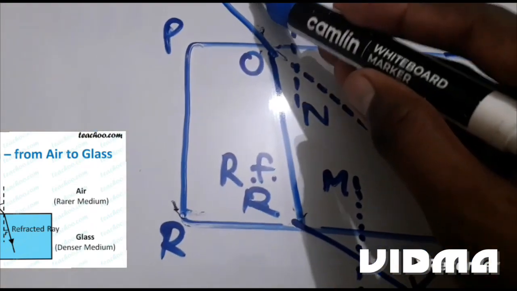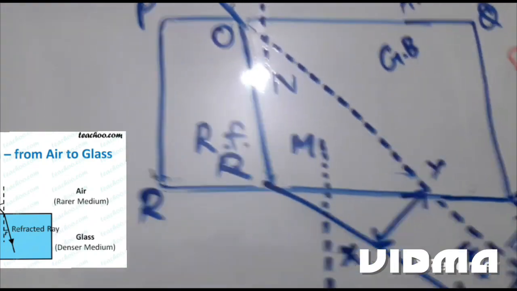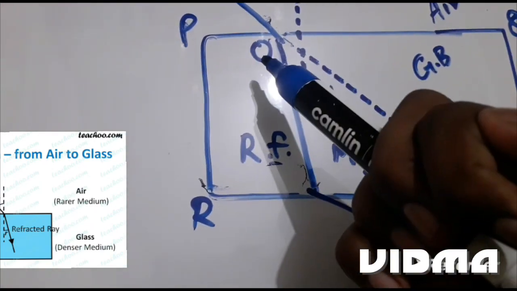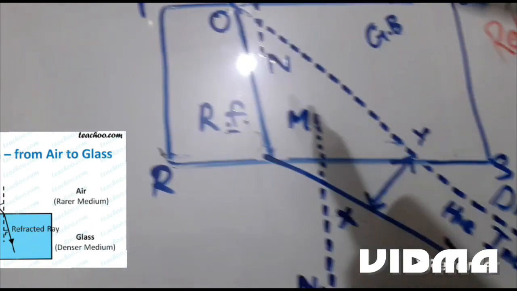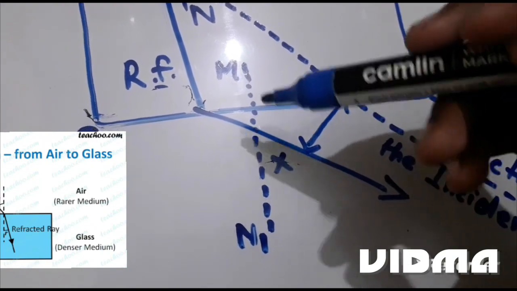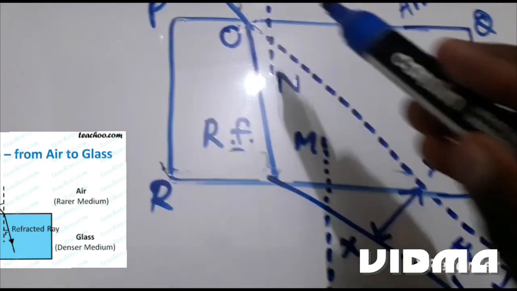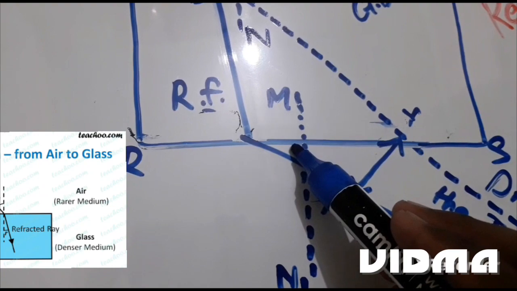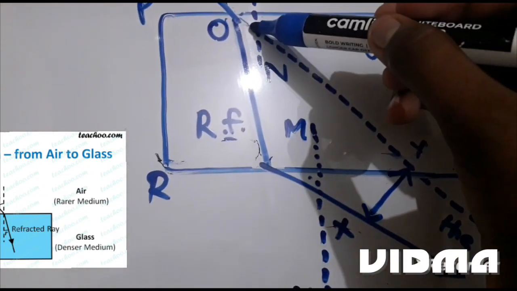IR is the incident ray and RF is the reflected ray. M and N is the top side of the rectangular glass box, and M1 and N1 is the bottom side. Here the center of the top side is O, that is MN, and in the bottom side, M1 and N1, this is the center.